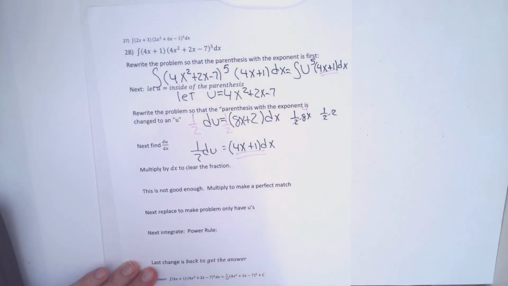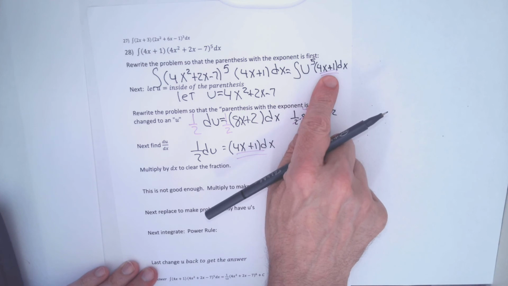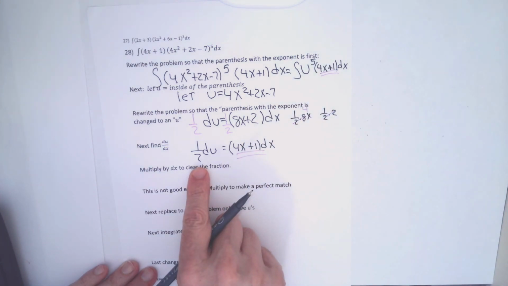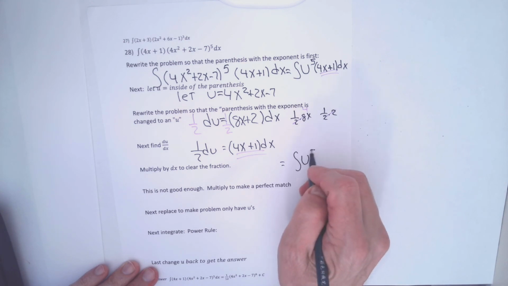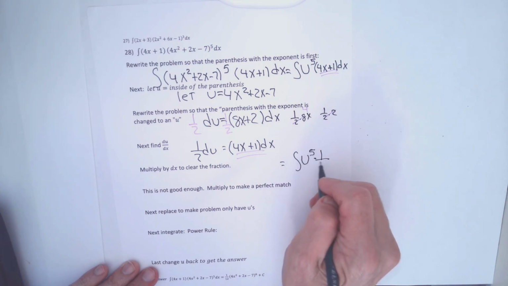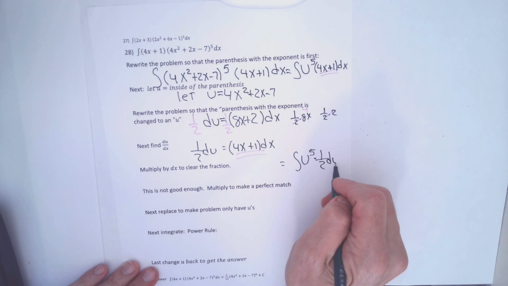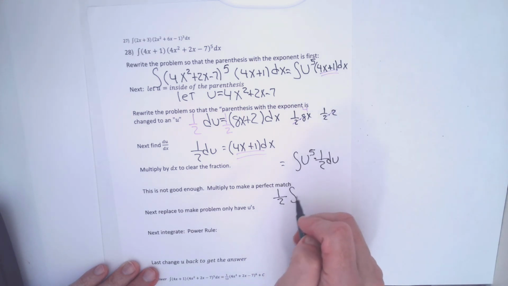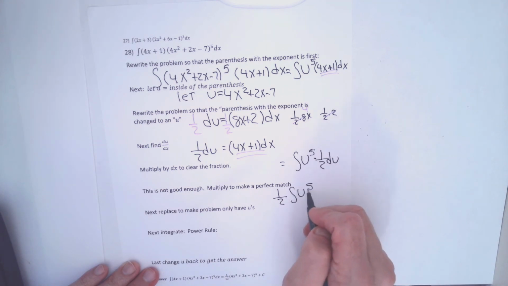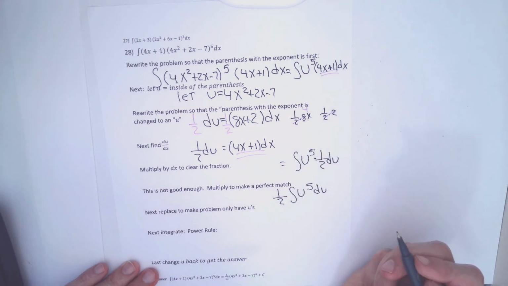So I'm going to rewrite the problem, and in place of that 4x plus 1 dx, I'm going to put 1/2 du. So I can rewrite this problem as u to the 5th times 1/2 du. This is going to be a general power rule, but I need to pass the 1/2 through the integral first. So I get 1/2 times u to the 5th du.